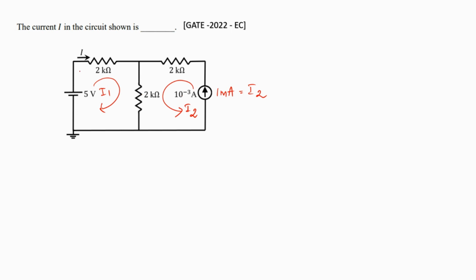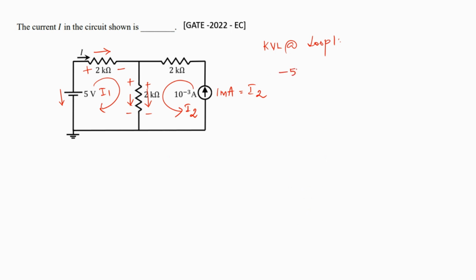For loop 1, we can frame the KVL equation by marking the voltage drops. In this 2 kilo ohm resistor, there are two currents passing through it. One is I1, the other one is I2, both of which are flowing in this downward direction. So that's how the drop would be, from this positive sign to this negative sign. For the 5 volt source, it's in this direction. Now let's begin writing the KVL equation at loop 1. We can see that the direction of the drops that we have assumed is opposing the 5 volts.